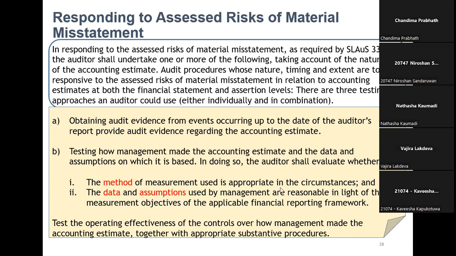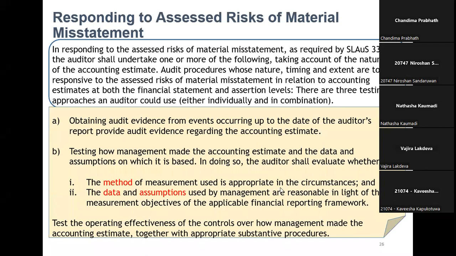As part of that, we test the method and consider whether it is appropriate and consistently applied, and the data and assumptions used. Then, as part of our testing, we also need to test the operating effectiveness of the controls we have identified and evaluated for design effectiveness. If the design effectiveness is not there, then there is no point in testing those controls for operating effectiveness, which means whether they have been implemented as intended. So that is the purpose of testing the operating effectiveness.